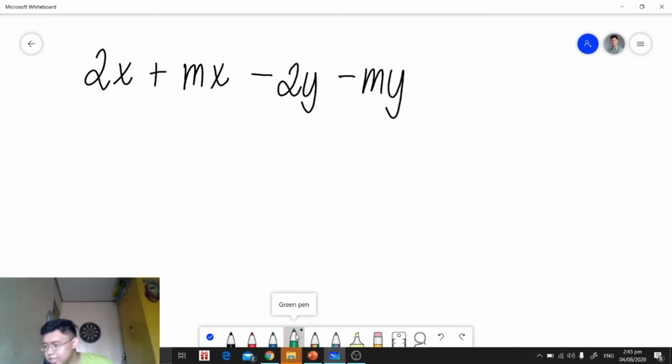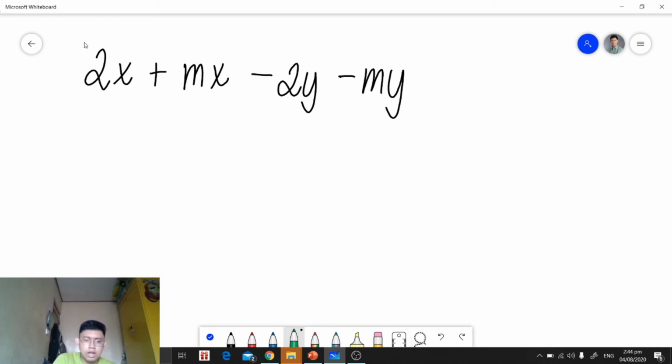Okay, let's have another example. For example, we have 2x plus mx minus 2y minus my. In this case, we're going to identify whether they have a common factor. Do you think they have a common factor? If the answer is no, then we proceed to our next step. Since they don't have a common factor, we need to identify the number of terms. Knowing that we have 4 terms, we can apply factoring by grouping.